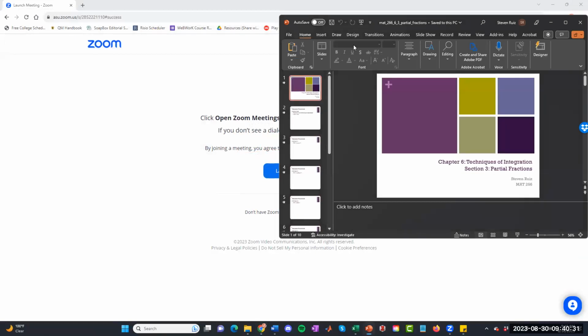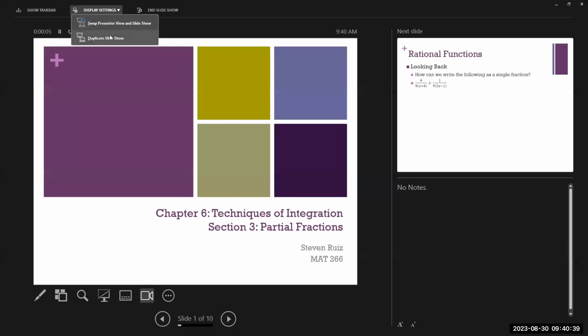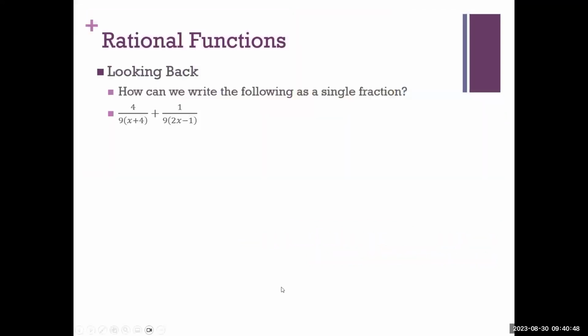So we're talking about integration of partial fractions, which maybe is something you've dealt with in the past, not integration of them, but basically how to do partial fractions. To motivate what that is, let's look at this thing. I want to write this as a single fraction. If I want to write that as a single fraction, what do I have to do?